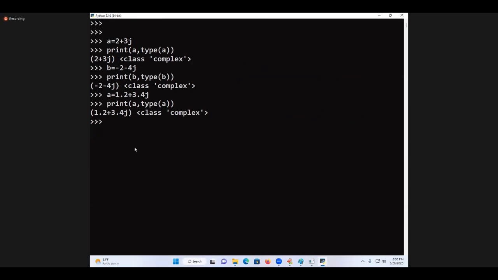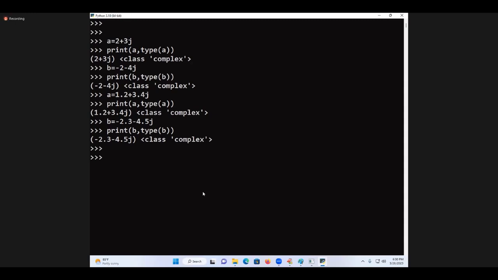Now I'm writing B is equal to minus 2.3 minus 4.5j, and I'm taking different signs and everything. Print of B here again. What is this type now? Complex. Complex is taken. Are you able to follow?